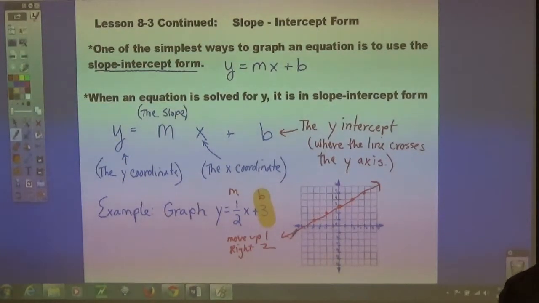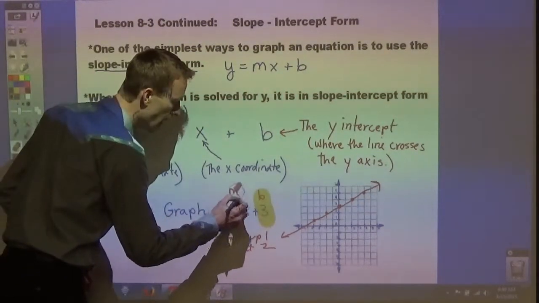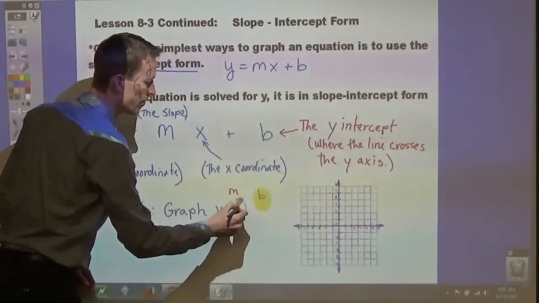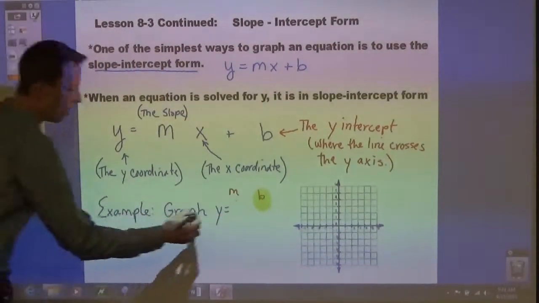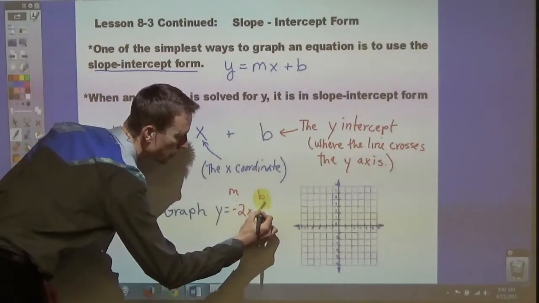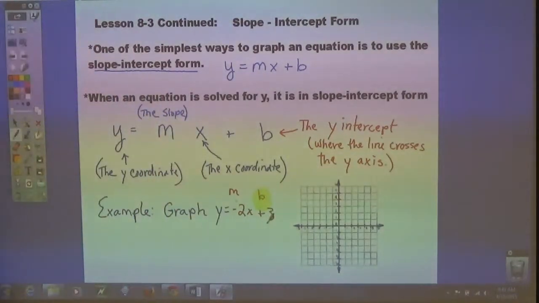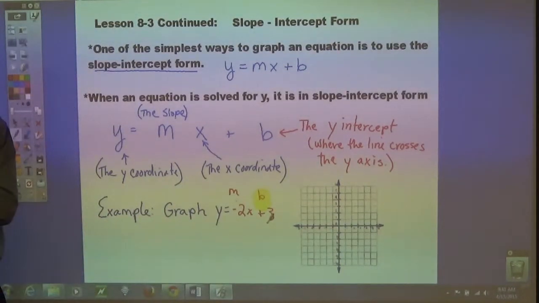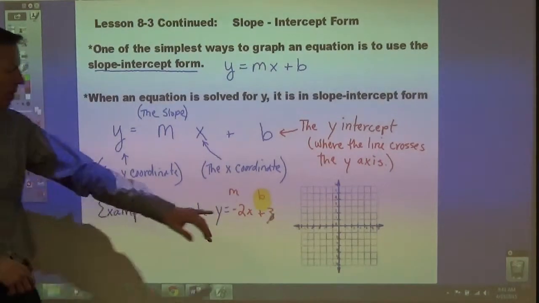Y equals negative 2x plus 3. On your worksheet, y equals negative 2x plus 3. Let's graph that one. Okay? Y equals negative 2x plus 3. What is the y-intercept in this one? Lydia? The y-intercept. In number 5. Is it number 5? It's 9. Or number 9? Nikki? Oh. 3. Again, it's 3 again.